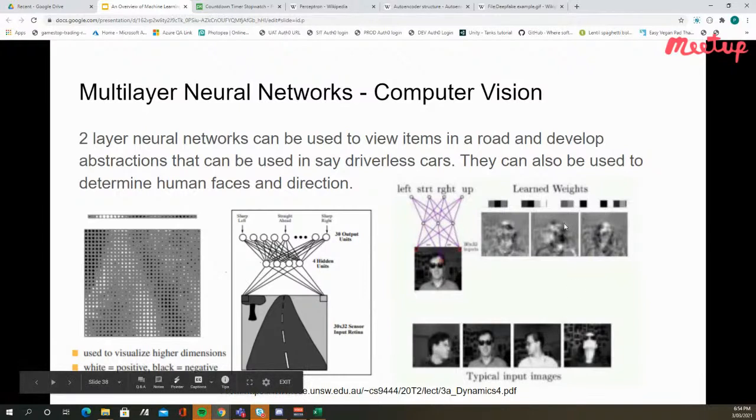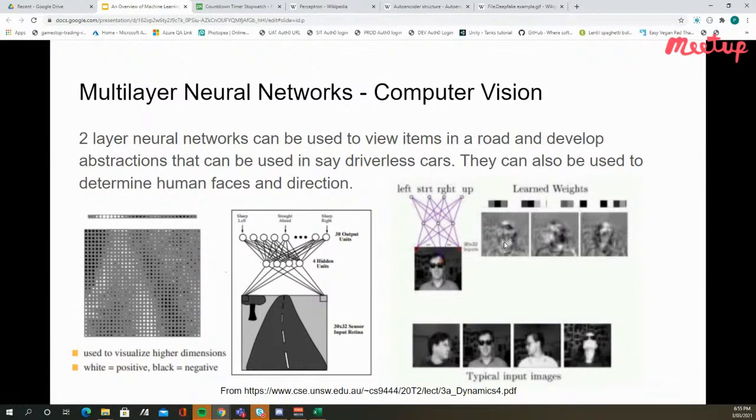Another example is you can use a two-layer neural network to determine what direction someone's looking in. You have learned weights, which are just messy features derived from the photographs, and you put that into your network, and you have nodes that correspond to left, right, straight, up, and then you can predict. You can recognize which way somebody is facing.